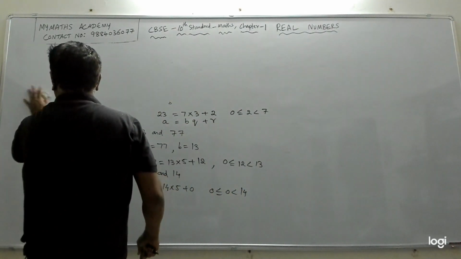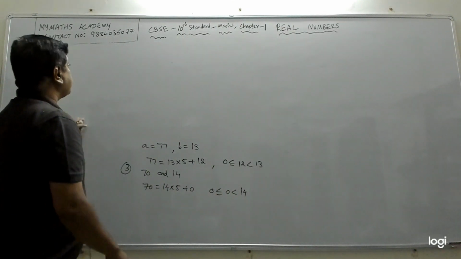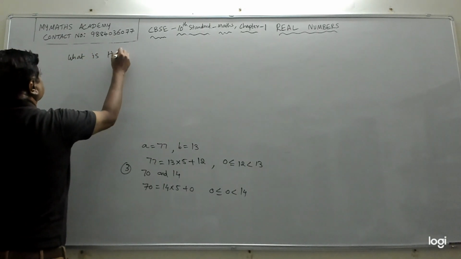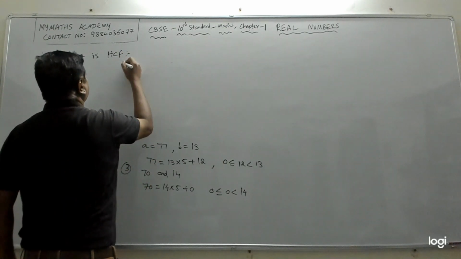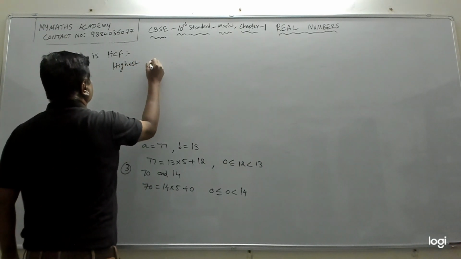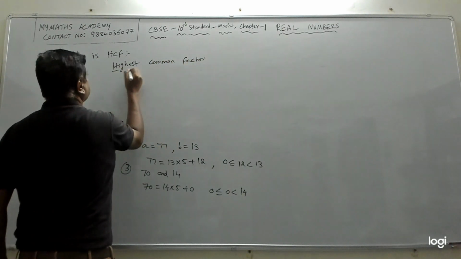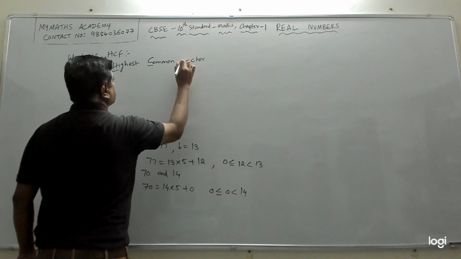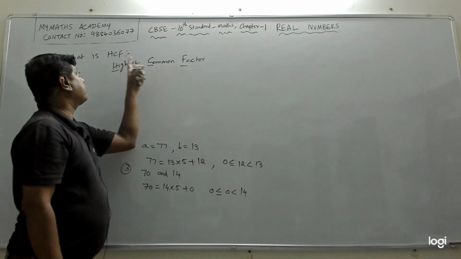Now we will go to Euclid's division algorithm. Before that, let's try to understand what HCF is. We all know the expansion for HCF, right? Highest common factor. HCF means highest common factor. That's why it's called HCF. Highest common factor is called HCF.